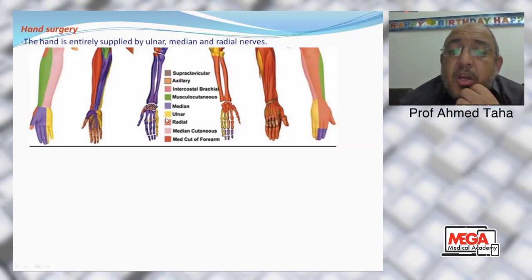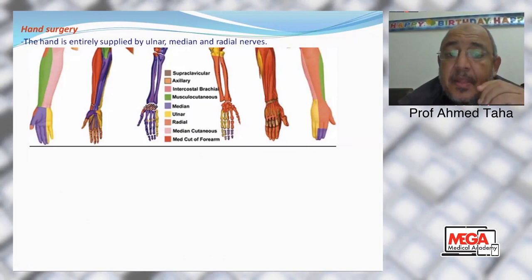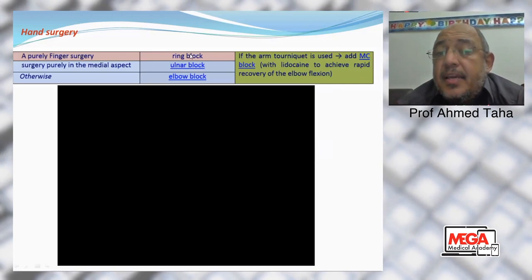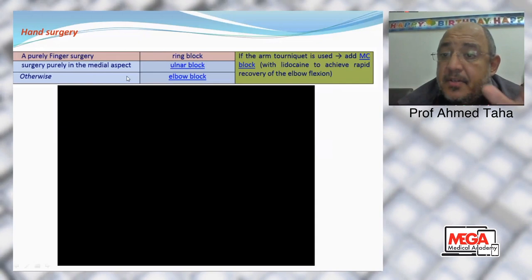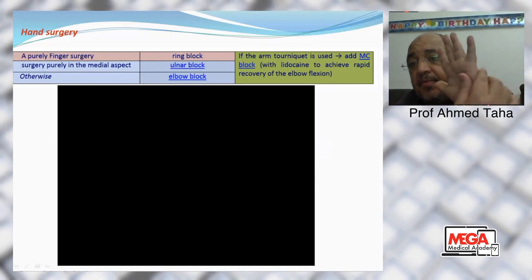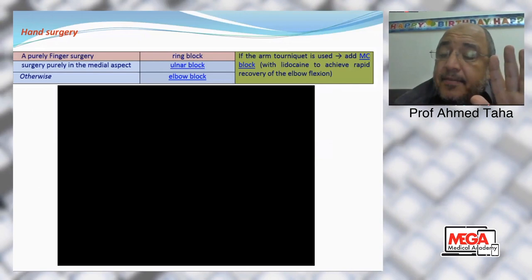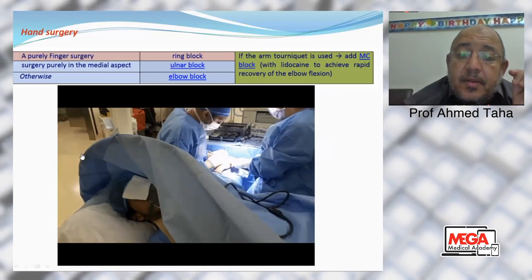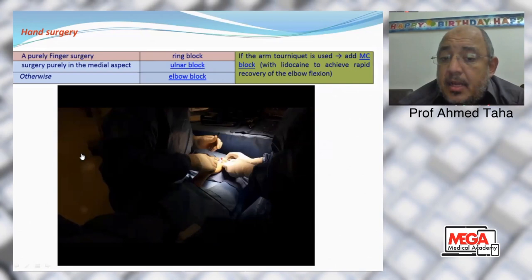So if you have surgery on the little finger, you can simply block the ulnar nerve alone, and it will be enough. If the surgery is on a finger, you can give a ring block, which will be enough. But otherwise, if you have surgery anywhere in the hand except the medial side, you have to block the three nerves: ulnar, median, and radial. And if you add an arm tourniquet, you have to block the musculocutaneous as well. In this surgery, as you see, the patient had the elbow block, and he could have upper arm and hand surgery in a very smooth way.